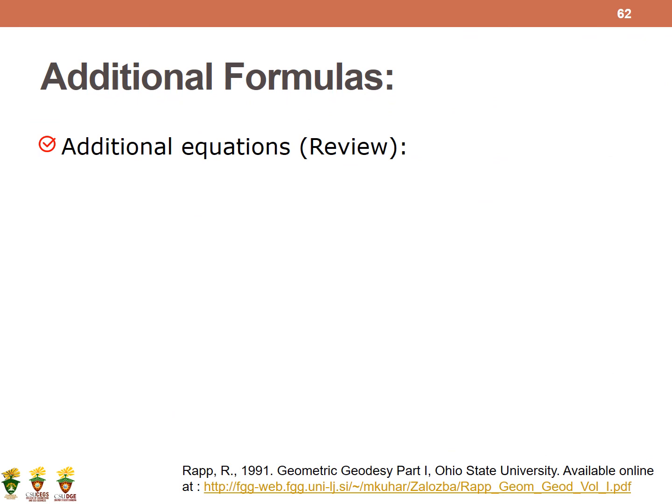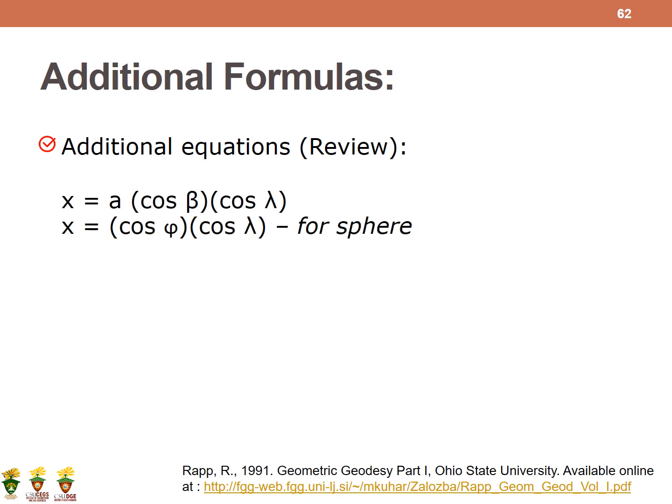And for additional equations, this is for your review. X is just equal to a cosine beta, or parametric latitude, times cosine longitude. And for a sphere, the value of x is cosine geodetic latitude times cosine longitude. There is no a anymore since it is not an ellipse, so the radius is the same.